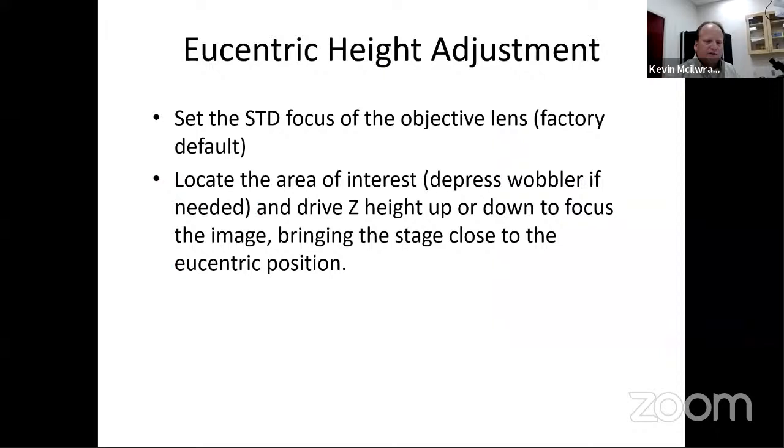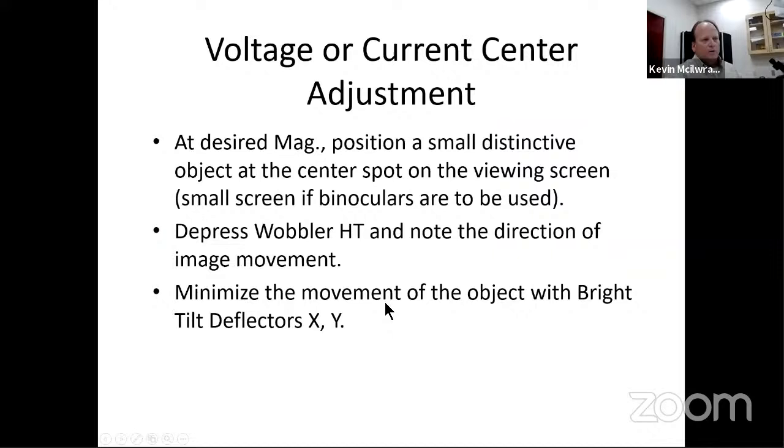Whenever you start in a microscope, you put in a sample, you reset your objective lens, and you adjust your sample height to bring it to the right focal plane. Now, the next thing we want to do is voltage centering. We don't want the image moving as we look at the voltage center and we wobble the high tension. So we minimize that movement by tilting the beam using beam tilt deflectors.